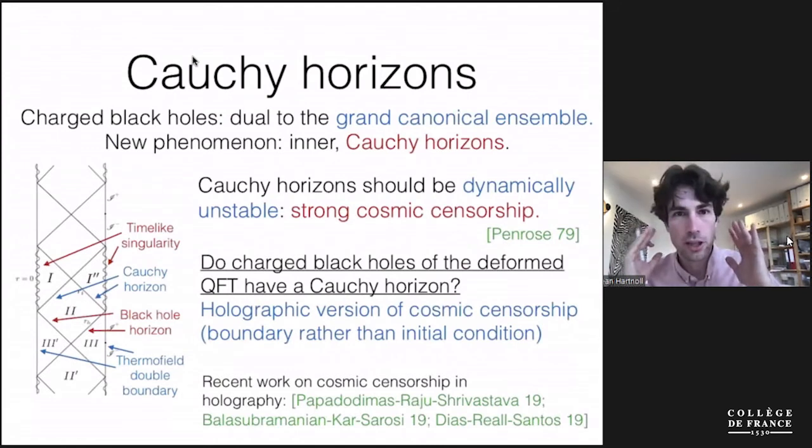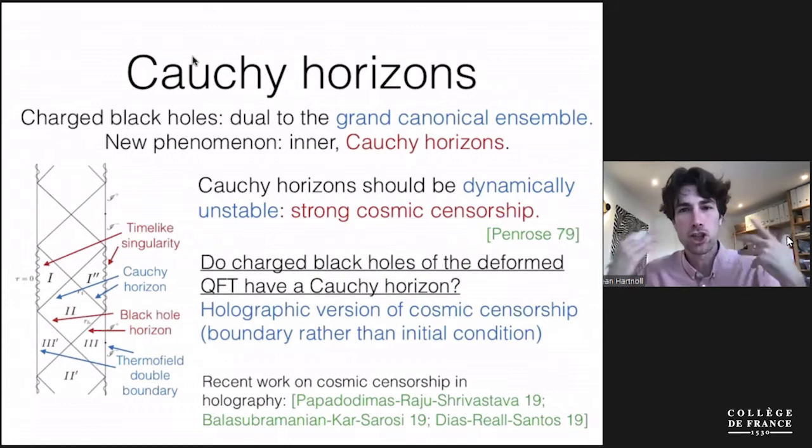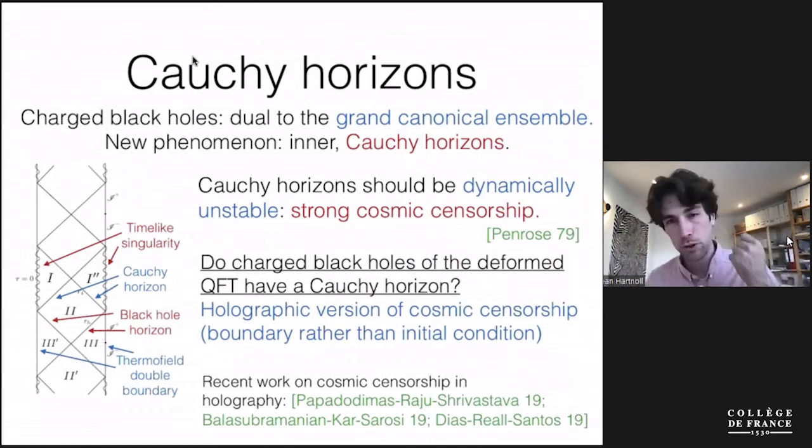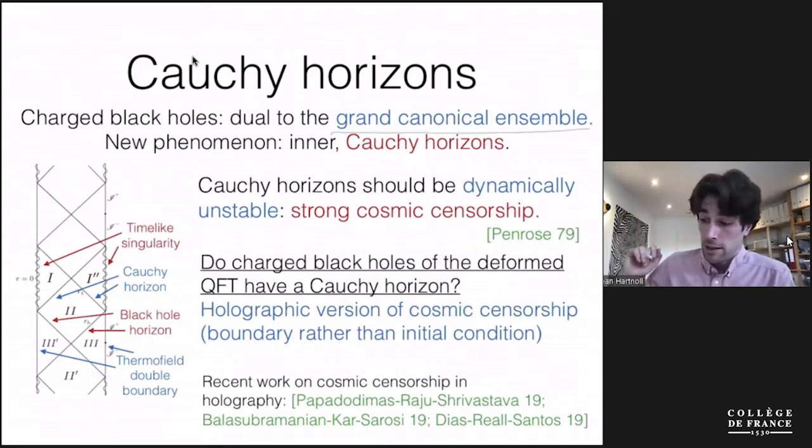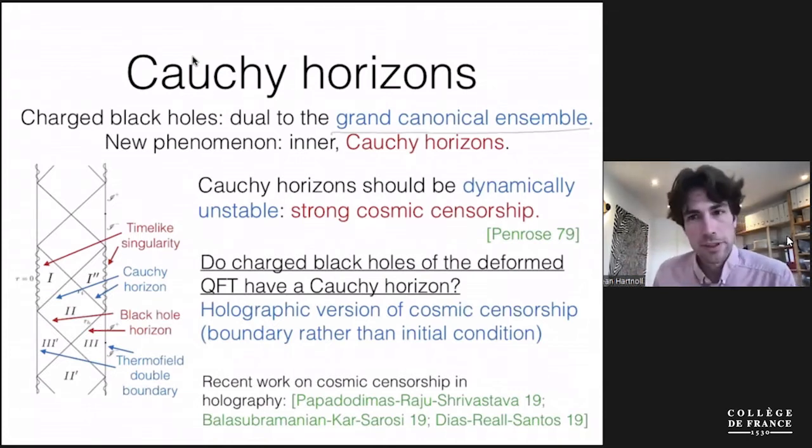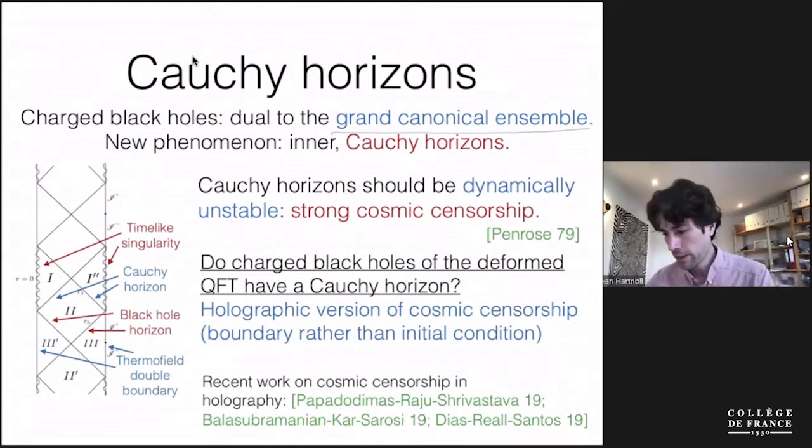So I told you that a normal black hole is this thermofield double state. That just means it gives you the canonical ensemble of the field theory. If you add a charge, that means you're adding a chemical potential, which means you're in the grand canonical ensemble. Now, what's well known for the inside of charged black holes like Reissner-Nordstrom is that you get these Cauchy horizons. So let me talk you through that first.